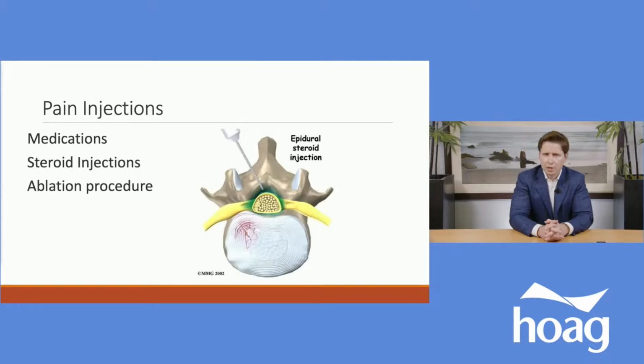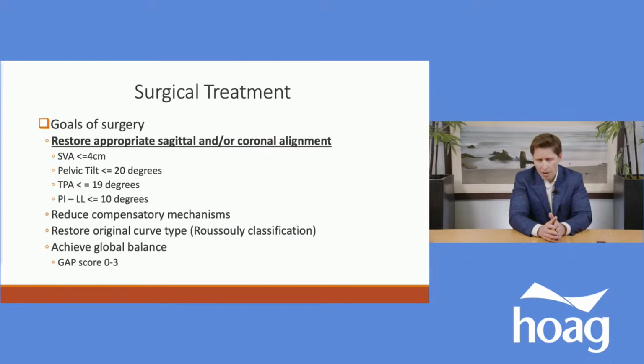Once physical therapy is not enough, then other conservative management can be applied, such as pain injections. These can range from steroid injections, facet block injections, or nerve ablation procedures. If those methods fail, then a discussion needs to be had about surgical treatment. Most importantly is to establish the goals of the surgery.